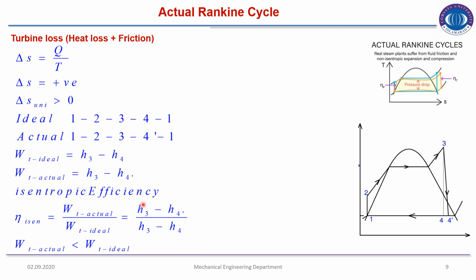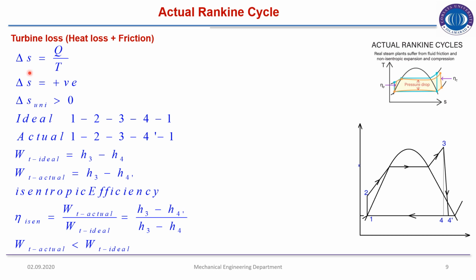Now we will calculate mathematically the losses involved in the actual Rankine cycle. The first loss is the turbine loss. Turbine loss comprises heat loss as well as fluid friction loss. Heat loss is the amount of heat rejected into the atmosphere because the turbine is not entirely insulated, and friction loss, specifically regarding the working fluid, is the fluid friction loss, which is actually a pressure drop.